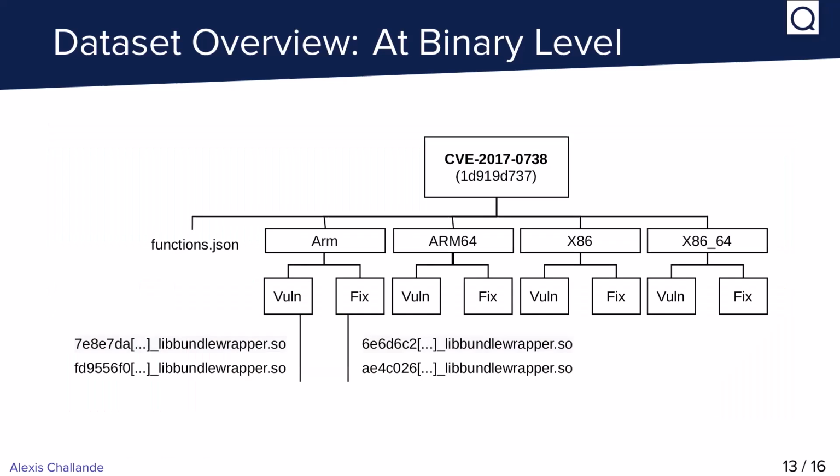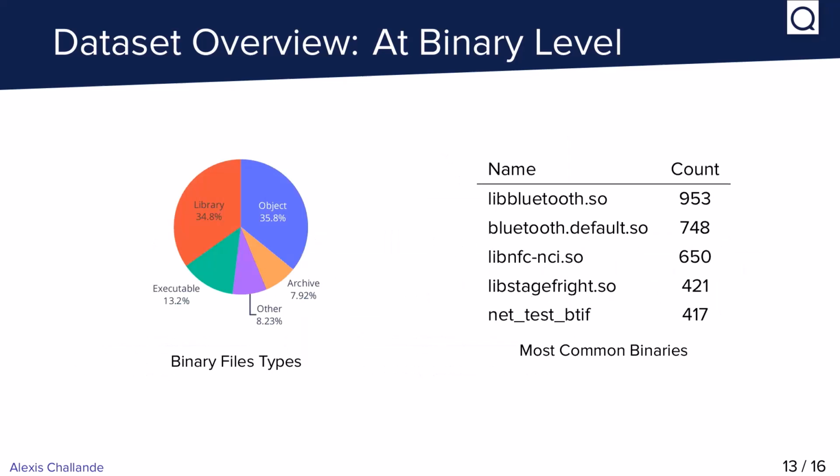So that's an example of a vulnerability in this binary level dataset. You have folders for every architecture, and then the fixed and vulnerable files in every subfolder, prefixed by the hash to prevent collisions. We have a lot of binaries. Most of them are shared libraries, and some of them are object files. The most common one is libbluetooth, because first it's a component that has been quite updated in the last years, and it's super easy to compile. So it works most of the time for it.